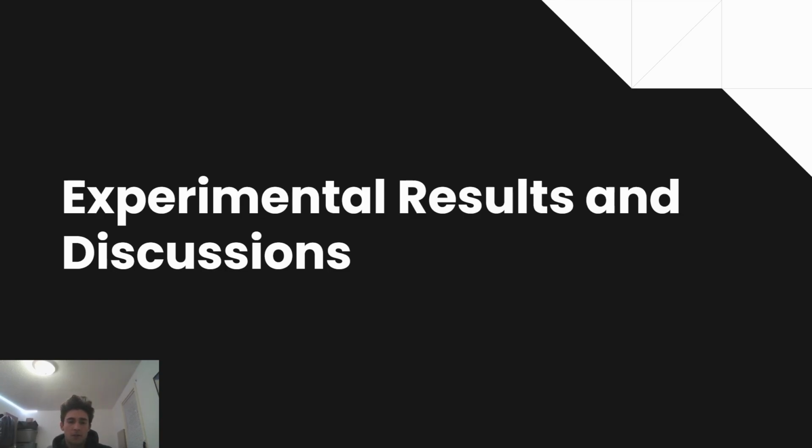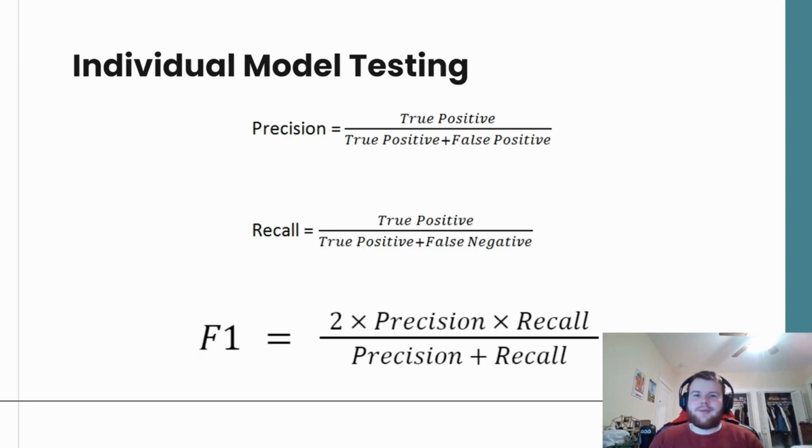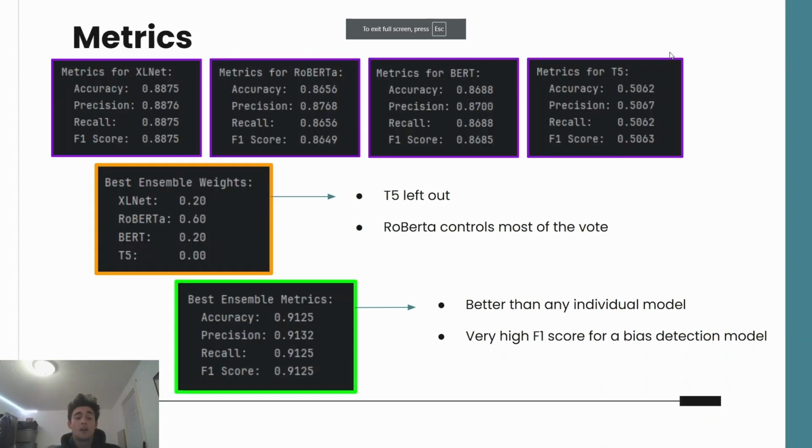Now we're going to talk about the experimental results and discussions. To evaluate our models, we used a couple different metrics. The first one, precision, is a comparison of the true positives to the total number of model-predicted positives. Recall, similarly, is the number of true positives compared to the number of actual positives. F1 is a combination of both of these scores. Another one not pictured here, accuracy, is simply the number of correctly predicted results compared to the total number of results.